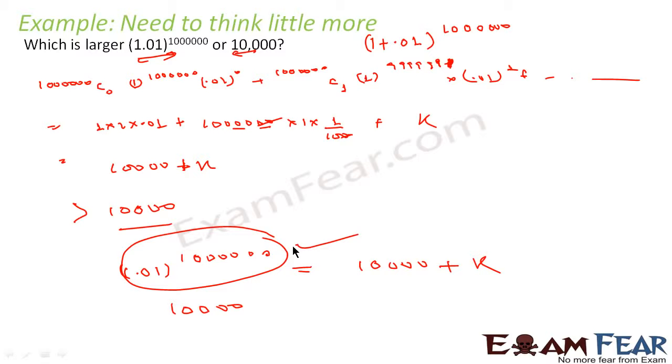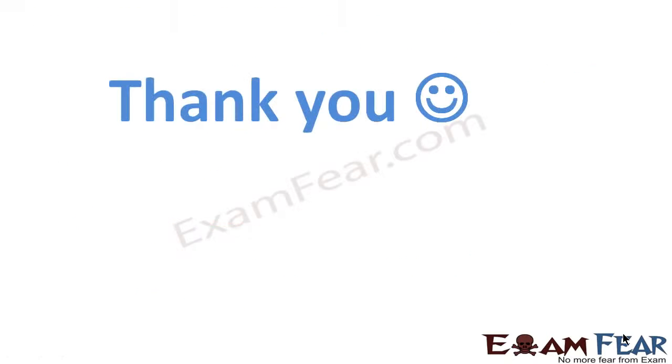So what have we done? We have written 1.01 to the power n in the form of 1 plus 0.01 to the power n. We expanded this and we found that this is nothing but 10,000 plus a constant. That is, this number is greater than 10,000.